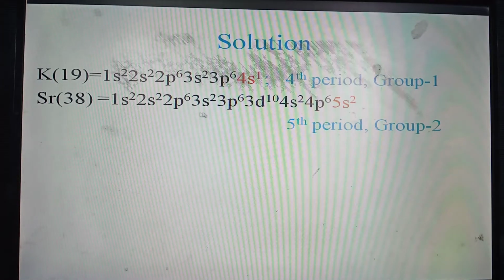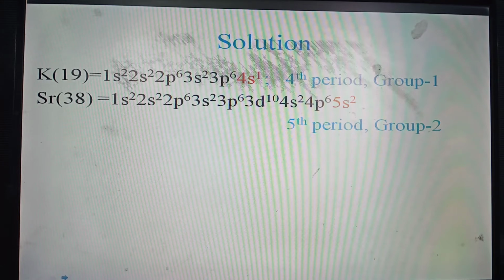The electronic configuration involves 5 energy levels, 1, 2, 3, 4 and 5. So the element is placed in the fifth period. The number of electrons in the outermost energy level is 2. For this reason, it is placed in group 2. So what is the position of strontium? The position of strontium is in the fifth period, group 2.